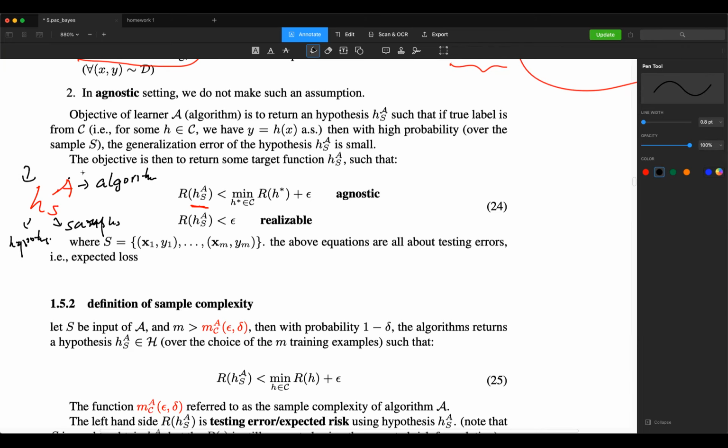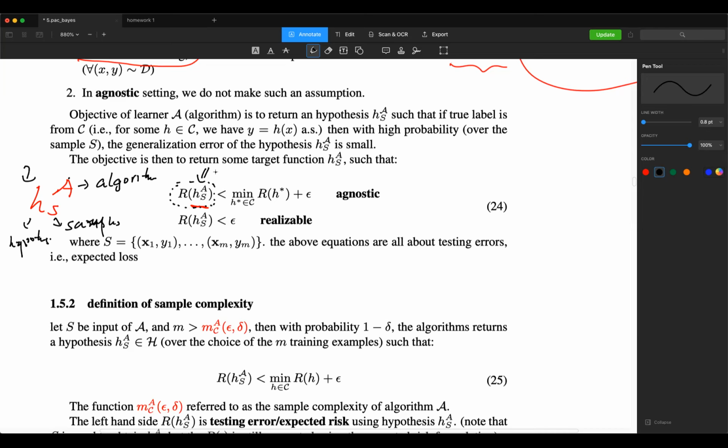So this is actually learned from what? Let's forget about the algorithm for now. It depends on the set of samples that you have. Now, once you have learned something like that, you want to compute the expected risk of the hypothesis you have learned.